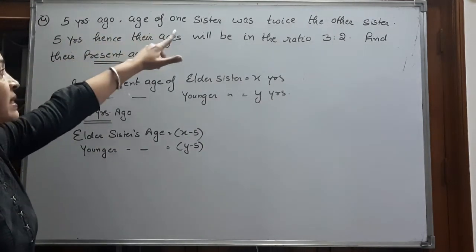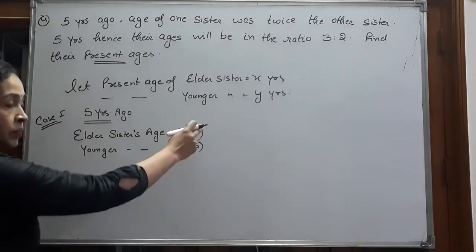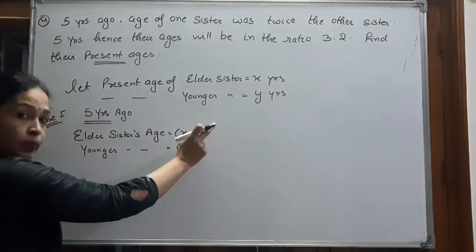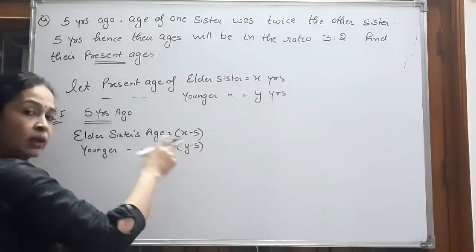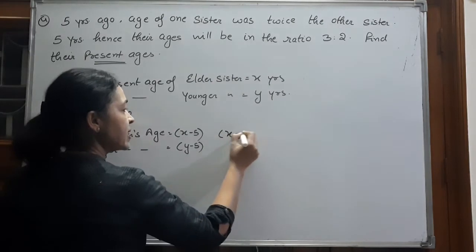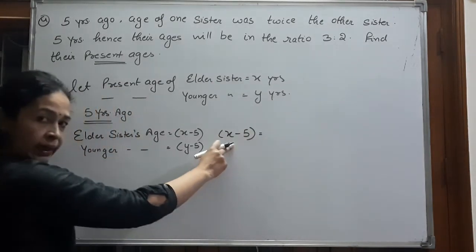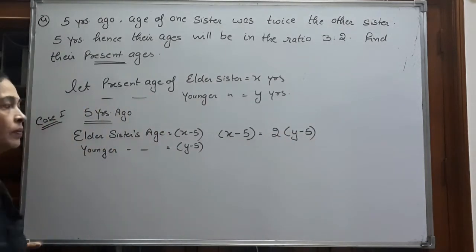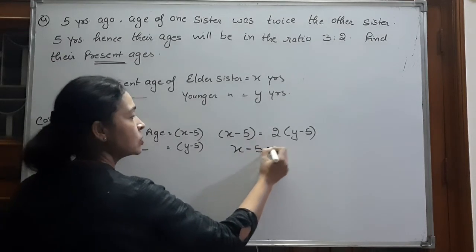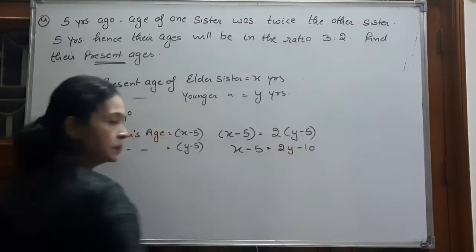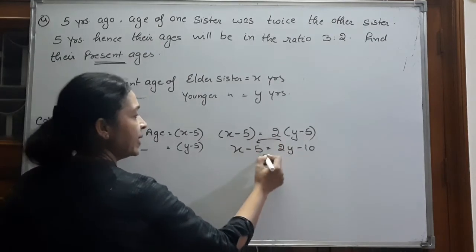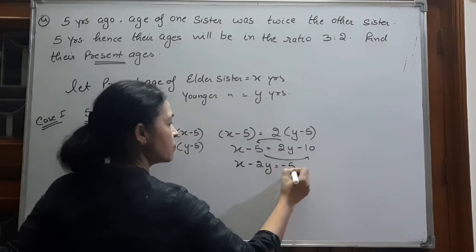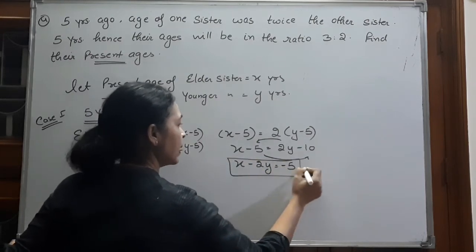5 years ago, the age of one sister was twice the other. Obviously the elder sister's age will be twice the younger sister's. So the first case is x minus 5 equals 2 times (y minus 5), which is x minus 5 equals 2y minus 10. Taking y to the left-hand side and 5 to the right-hand side, we have x minus 2y equals minus 5. This is our equation 1.